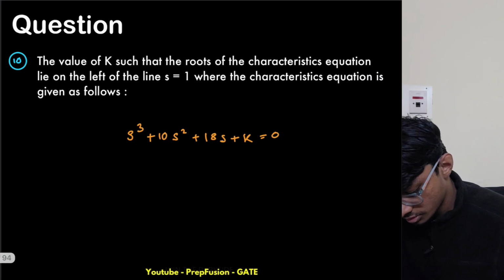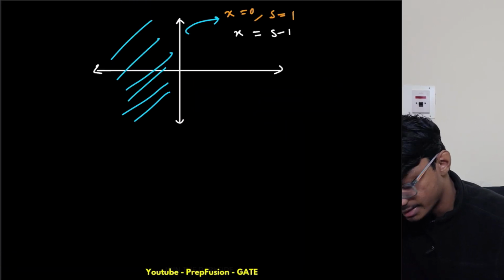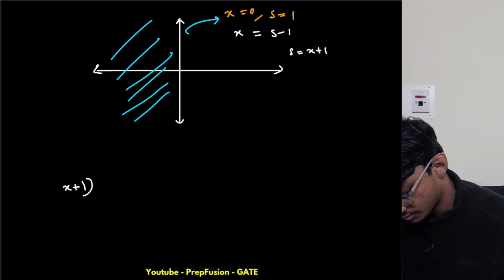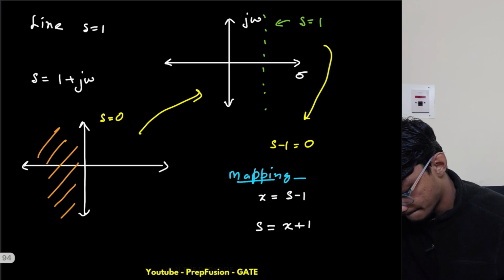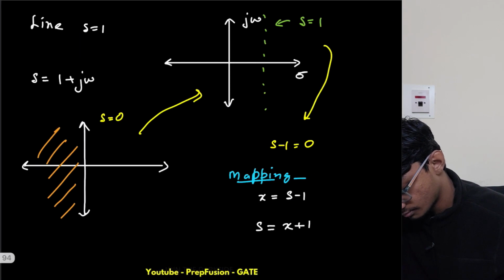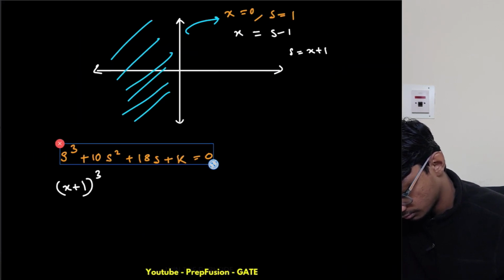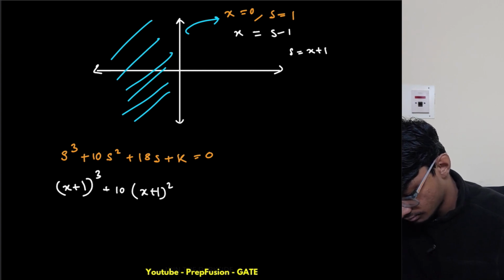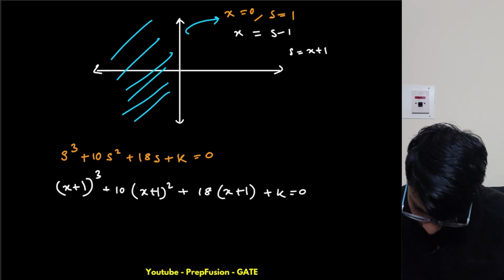So yeah, this is what I will do. Simply this will be s cube, so I will write s equals x plus 1, x plus 1 whole cube, okay. Then I will copy this equation itself, plus k.